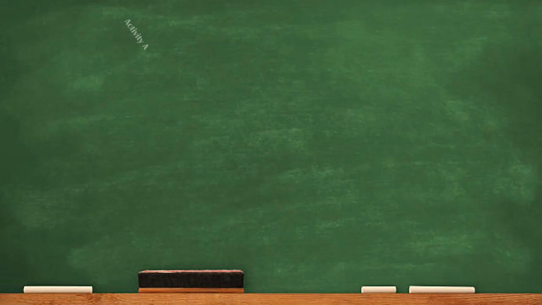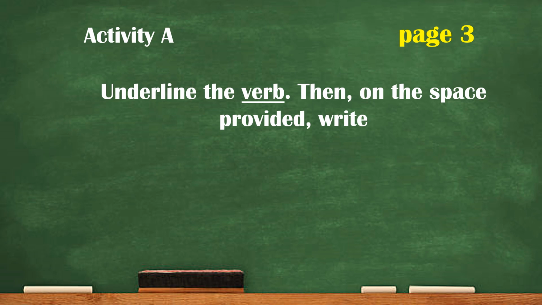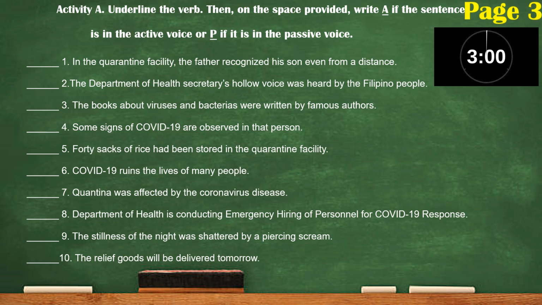For our first activity, it will be found on page 3 of your learning activity sheets. Underline the verb, then on the space provided, write A if the sentence is in the active voice or P if it is in the passive voice. You will have 3 minutes to complete these activities. If you think you will not be able to finish it in the time allotted, you may always pause it and continue answering. The timer starts now.